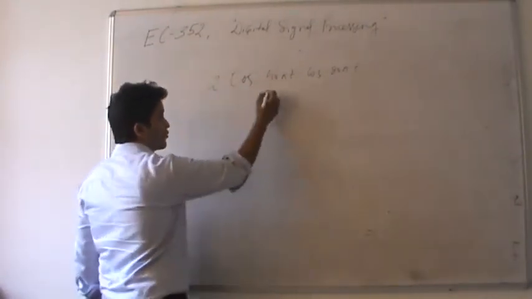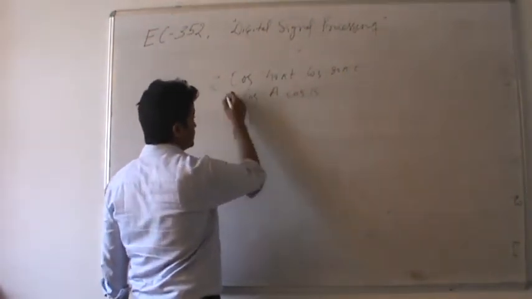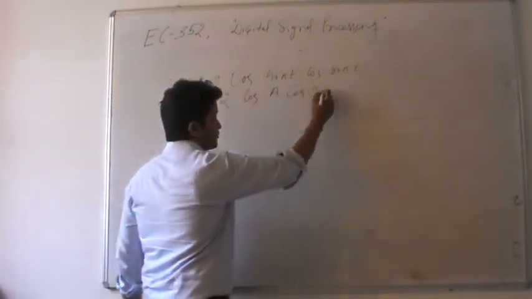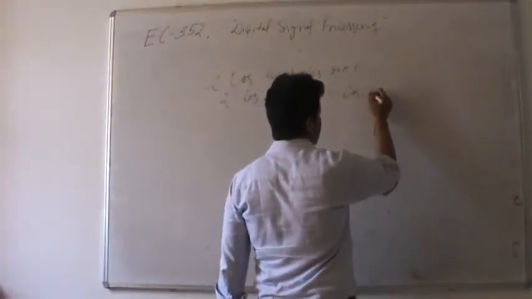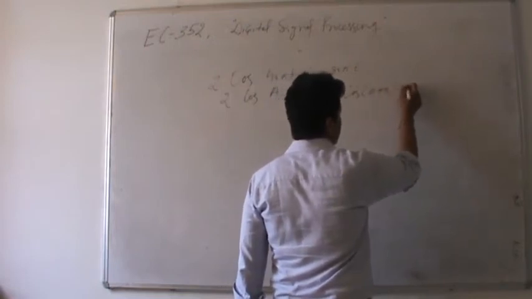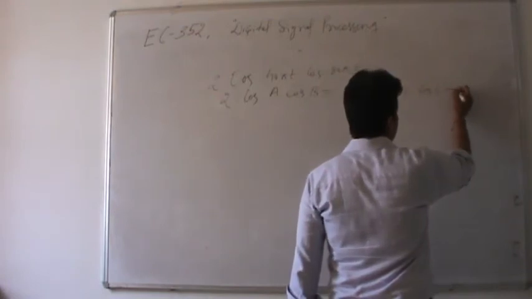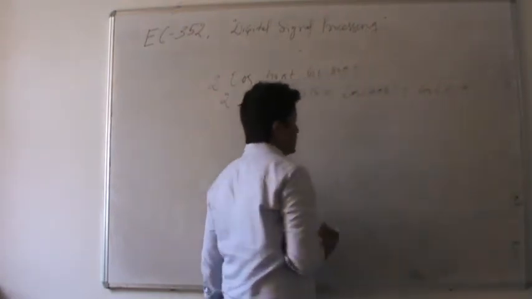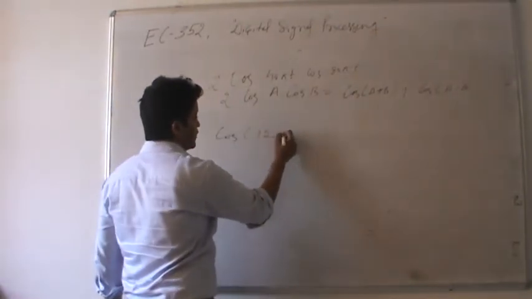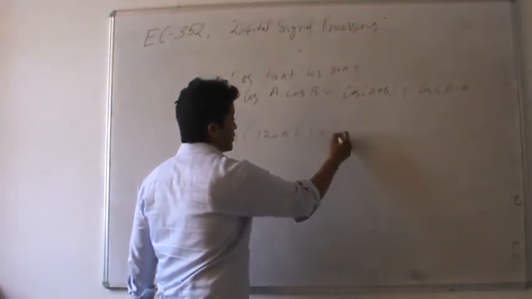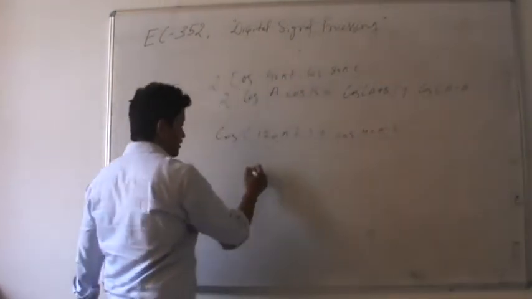So it is 2 cos A cos B, which is equal to cos of A plus B plus cos of A minus B. Apply this formula in this equation, you will get cos of 120 pi t plus cos of 40 pi t.